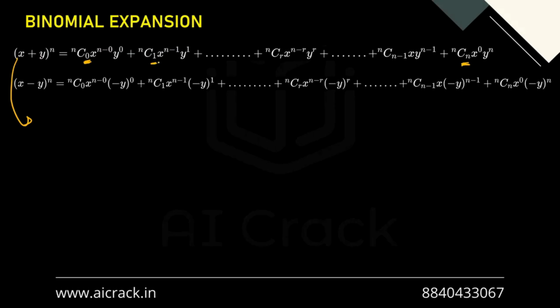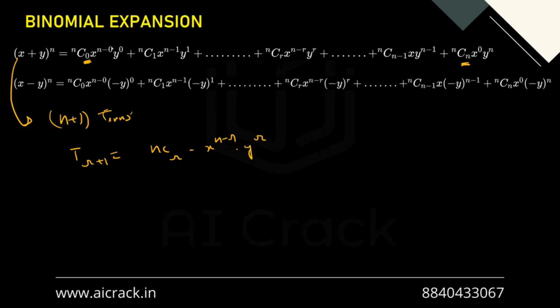If it was starting from 1 and going till n, then it would have had n terms. But since it's starting from 0 and ending with n, this entire expansion will be having n plus 1 terms. So how do we define the general term for this expansion? That would be T(r plus 1), that would be nCr, right? Dot x raised to n minus r dot y raised to r.